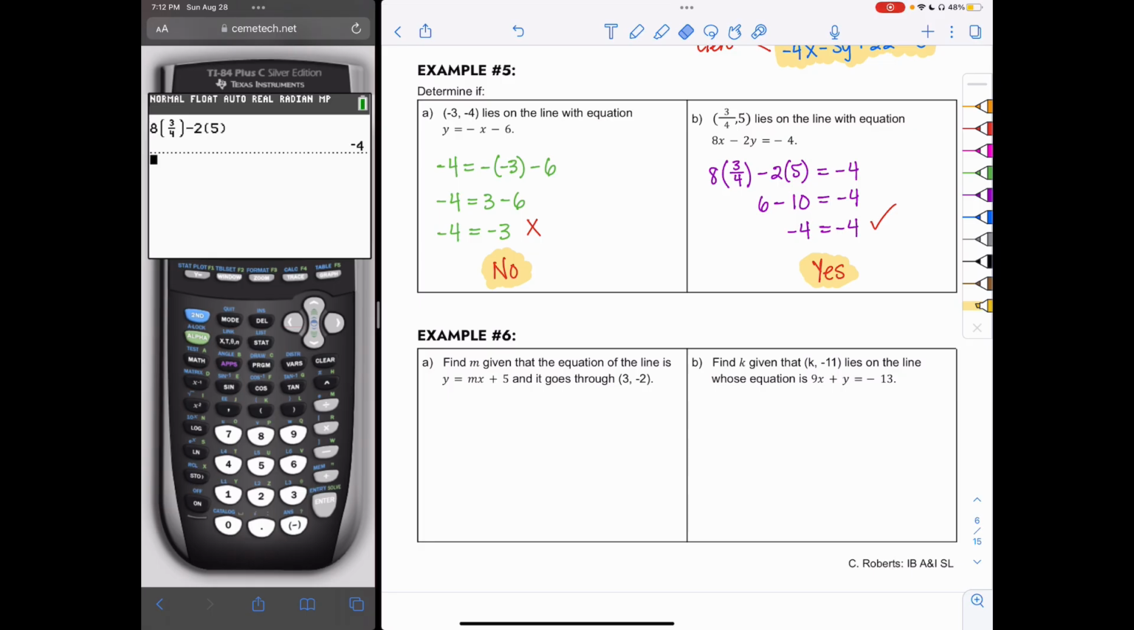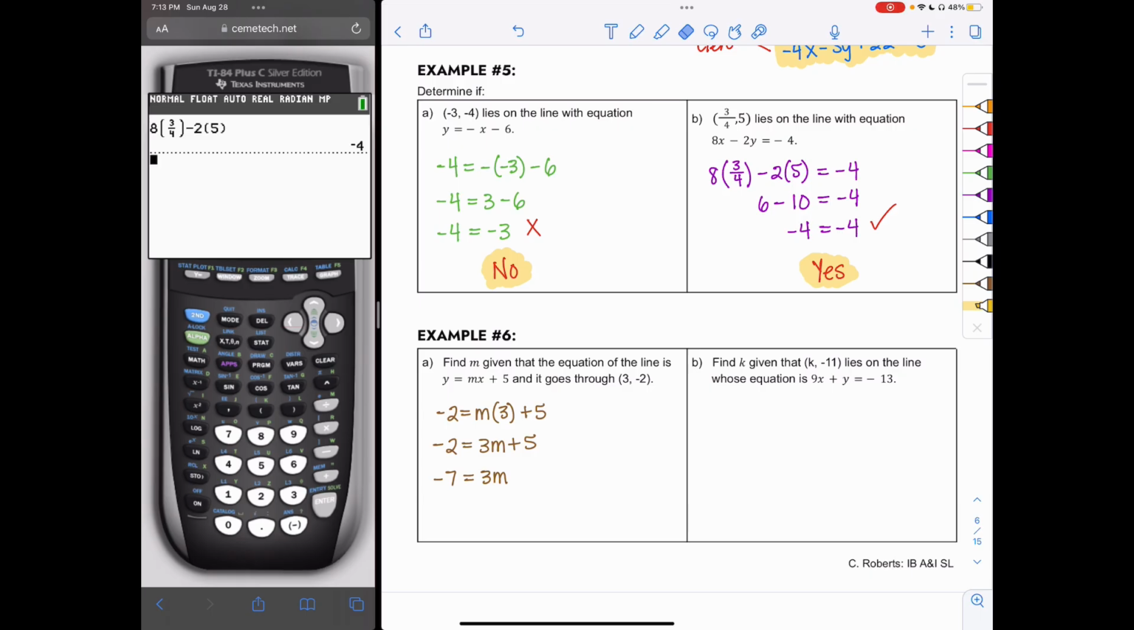Last but not least, example number 6. It says find m given that the equation of a line is y equals mx plus 5, and it goes through the point (3, negative 2). If I give you a point, plug those values in for x and y. So when I do that, my equation will end up being negative 2 is equal to m times 3 plus 5, which is the same thing as saying negative 2 is equal to 3m plus 5. I need to subtract 5 on both sides, which will give me the equation negative 7 is equal to 3m.